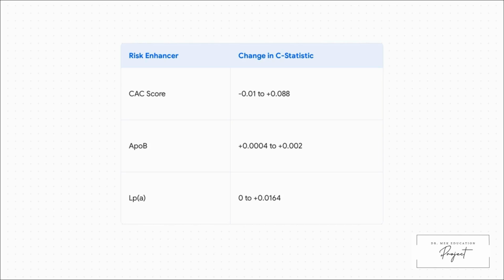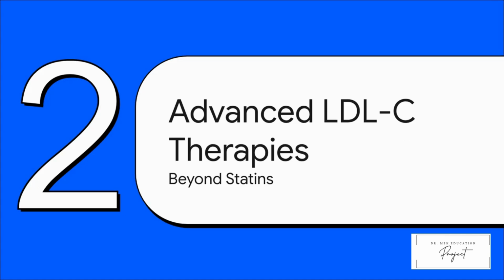If you look at the change in the C statistic, which is basically a measure of predictive power, you can see that adding enhancers like apolipoprotein B gives you, frankly, a minimal improvement. The takeaway is that for broad general application, these tools offer very limited additional predictive value over the validated risk calculators we already have.